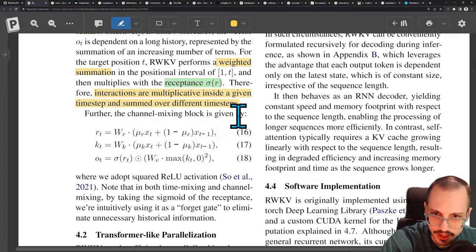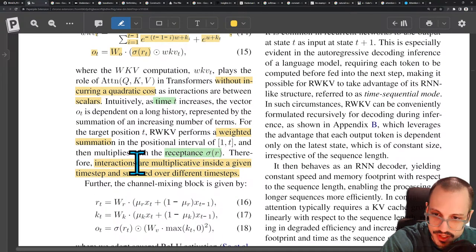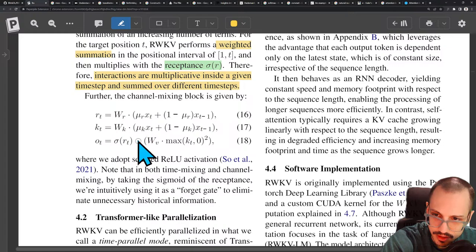The channel mixing block is given by RT equals WR times mu R XT plus 1 minus mu R XT minus 1. KT is WK times mu K XT plus 1 minus mu K XT minus 1. And OT is equal to sigma RT, so the same receptance here at time step t, dot product, or Hadamard, element-wise product, WV times the max of KT and 0. So this is the ReLU, or squared ReLU, I guess, since there's a square there.